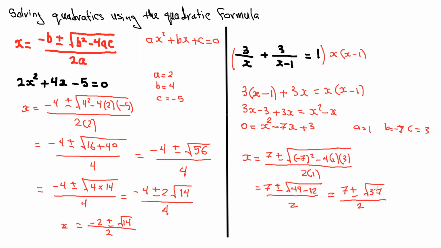We cannot change the square root of 37 into a mixed radical. So this is your final answer in exact values. If you needed to answer in decimal, you just use your calculator. You go 7 plus the square root of 37 equals, and then divided by 2, and that's your first answer. And then you go 7 minus the square root of 37 equals, and then divided by 2, and that will give you the second answer. But we leave our answers in exact values, so we're finished.